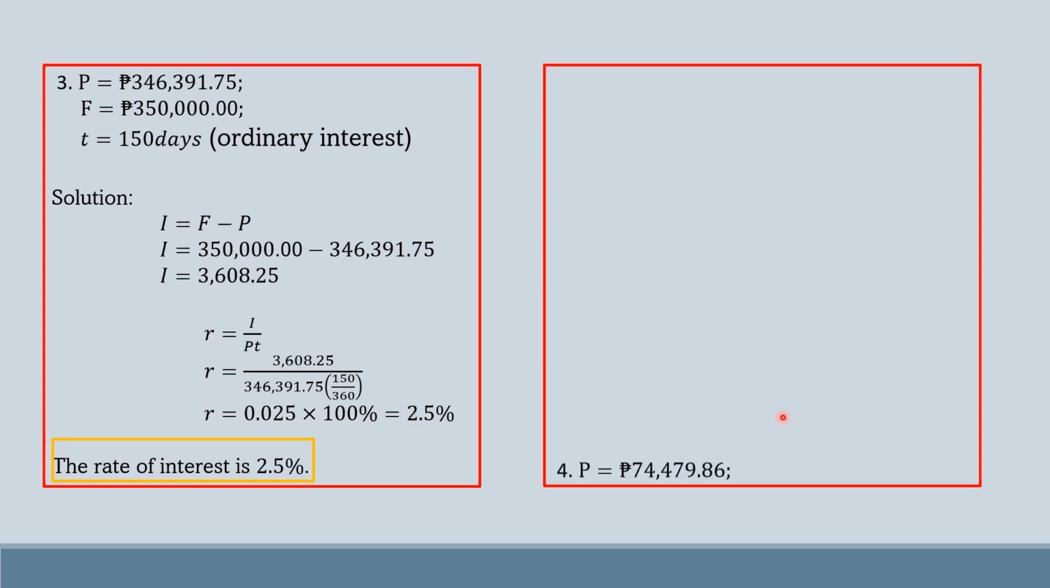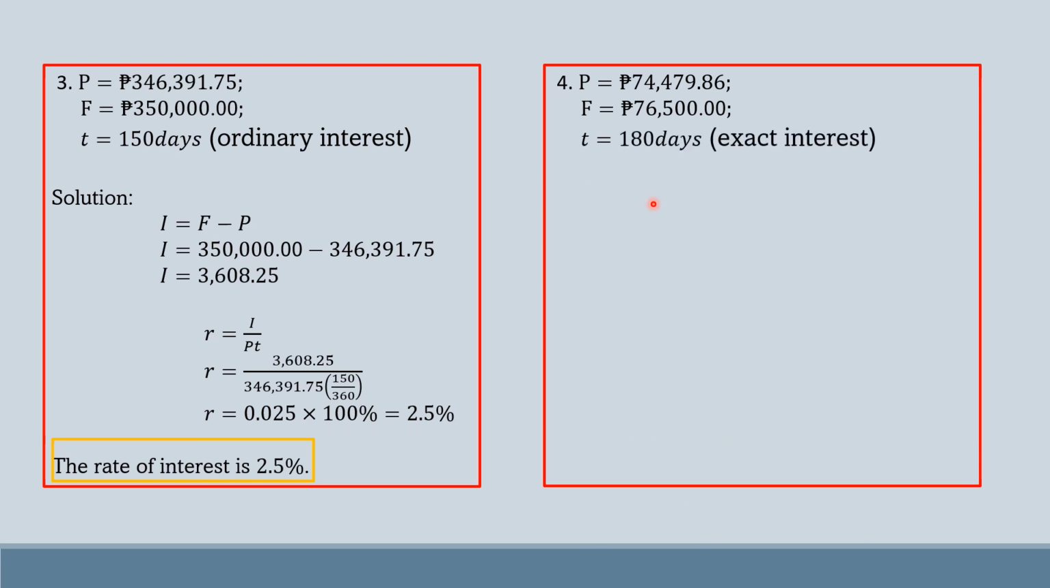Okay? So let's proceed to our fourth example. With the present value of 74,479.86 and the final amount is 76,500 pesos, we have the 180 days ang ating length of time. And that will be exact interest. Okay, so anong gagawin? Same pa din, unahin nating hanapin ang ating interest. Kung paano, we'll subtract the final amount minus the present value. So, ang final amount natin is 76,500 minus the present value, 74,479.86.